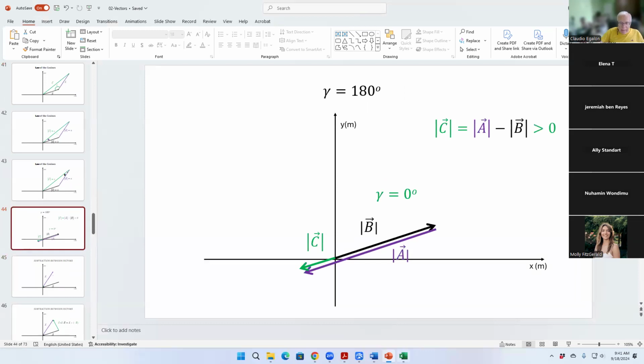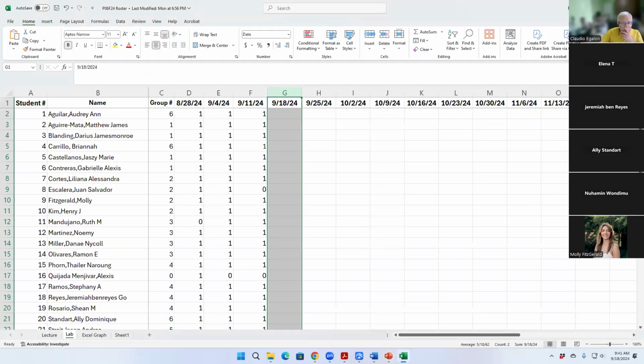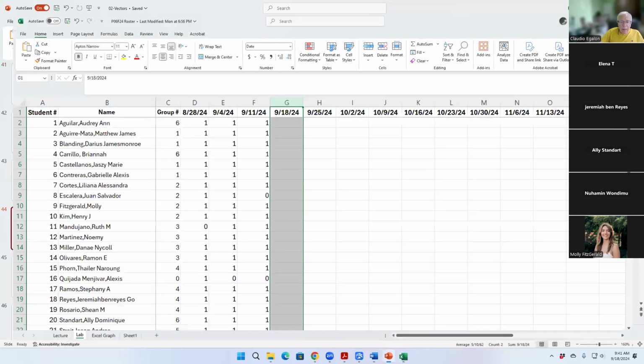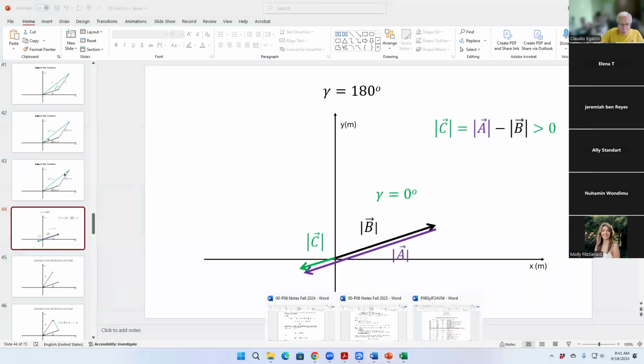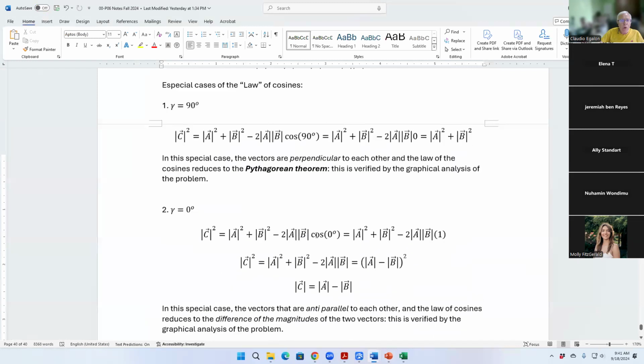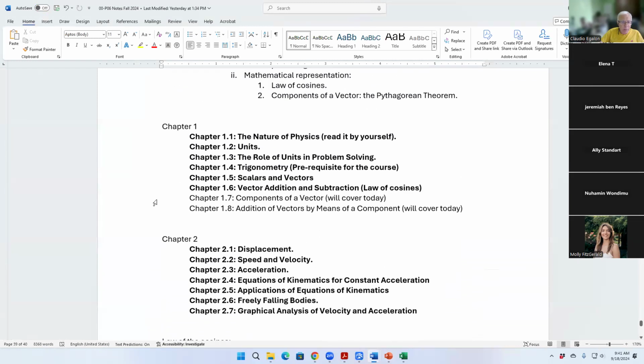It's 9:41 now. Let's take attendance. Okay, looks like we will have to cover the other one next time. Components and addition of vectors we'll cover next time.